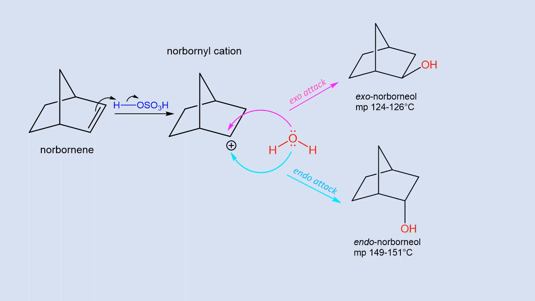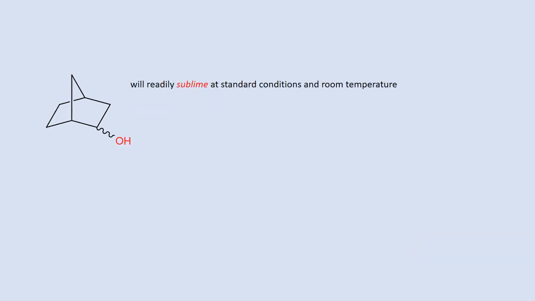And note that depending on which way the water comes in to attack the cation, two different products could result. And so the nice thing is that their melting points are drastically different. So you're going to use the melting point as a way of figuring out which one of these stereoisomers your reaction generates. As it turns out, the alcohol product of this reaction, so norborneol, readily sublimes at standard conditions and room temperature.